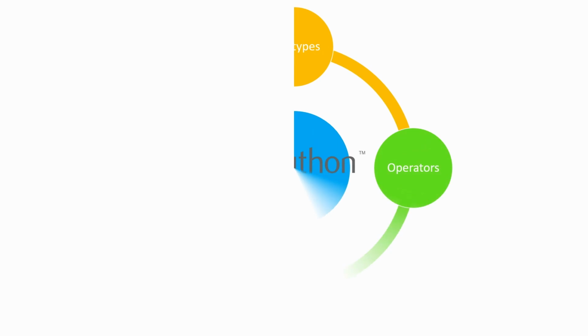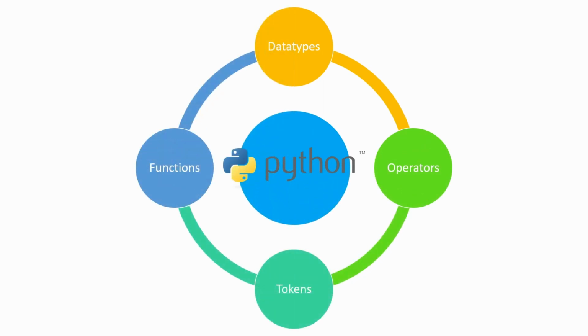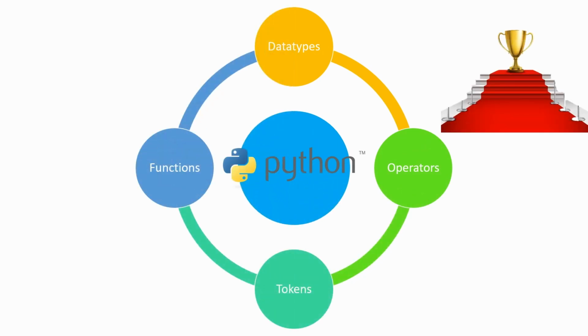And that concludes our exploration of the fundamental theory behind Python programming. Today, we have covered essential concepts such as data types, operators, tokens, and functions. As you continue your Python journey, remember that building a strong foundation in these core concepts will serve as a solid framework for your programming endeavors.